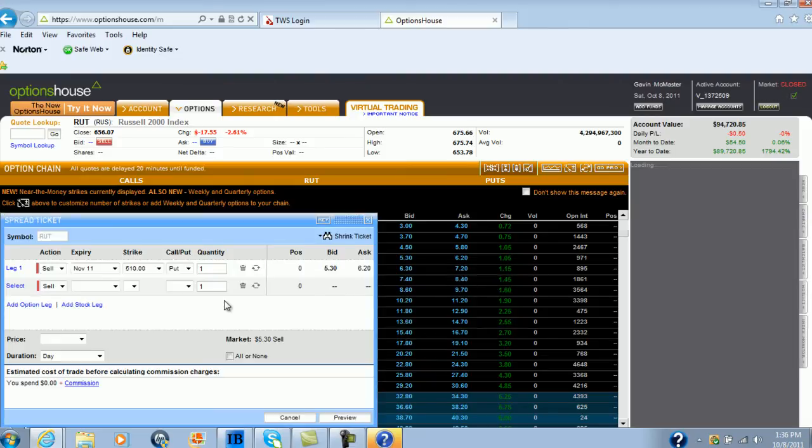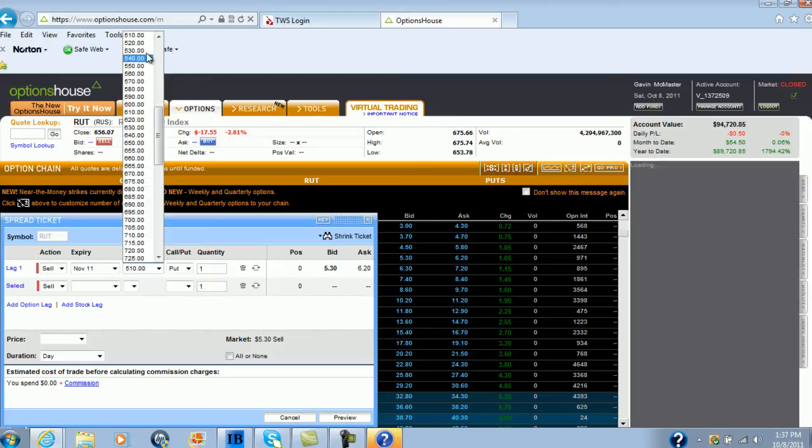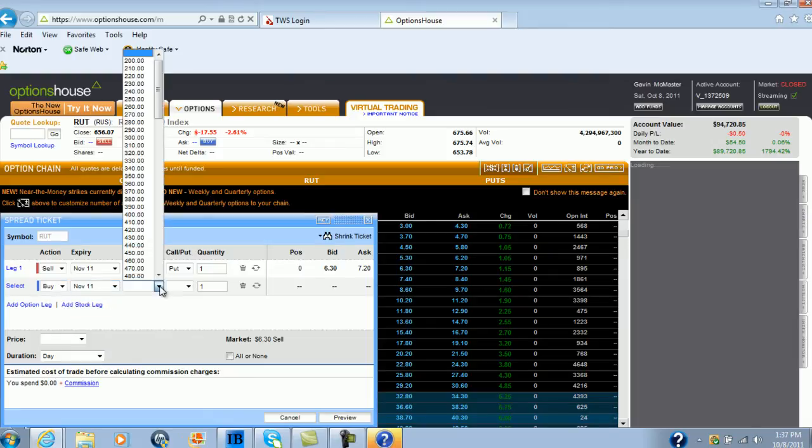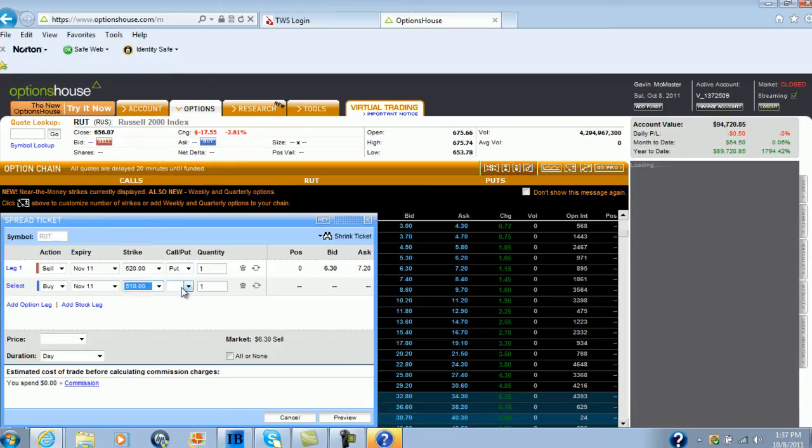Okay, so this brings up your spread ticket, and what you always want to do is sell the higher strike price when you're doing credit spreads, when you're doing the bull put spreads, and buy the lower strike. So you want to make sure you get the same expiry date here. We'll pick 510, the lower one. Make sure you have put here.